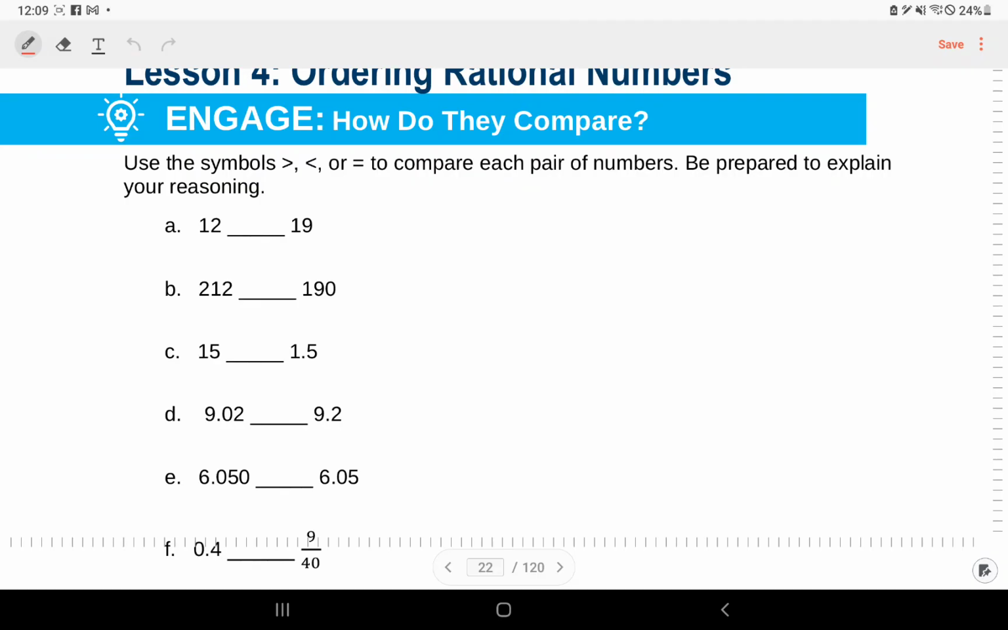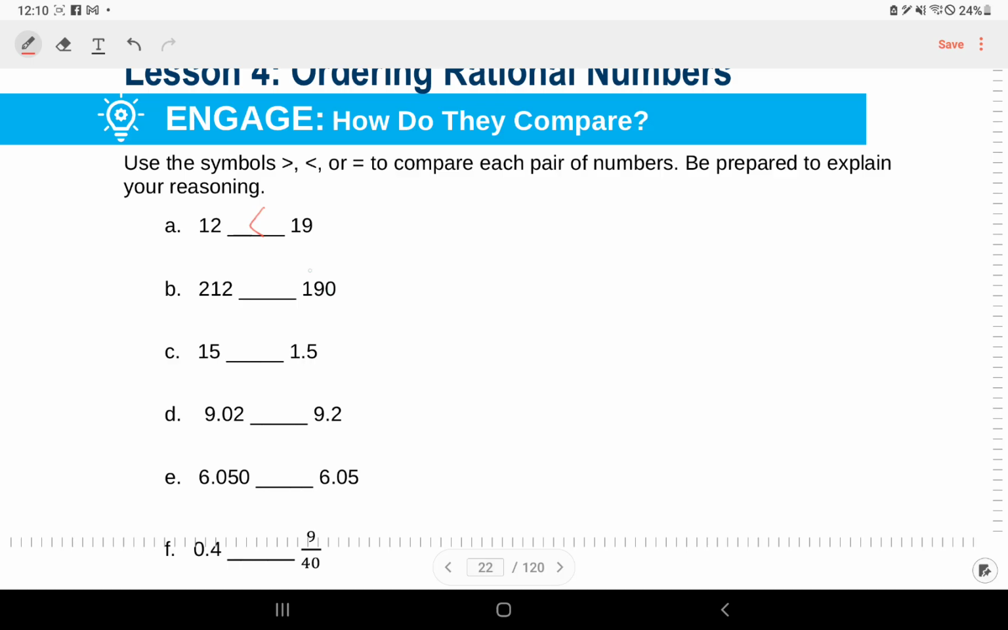I know it's a shortened class today, so I apologize for that, but the engage says use greater than, less than, or equal to compare each of the pair of numbers. So 12 to 19. Well, 12 is obviously less than 19. Again, just like yesterday, if we use number lines, 19 is farther to the right.